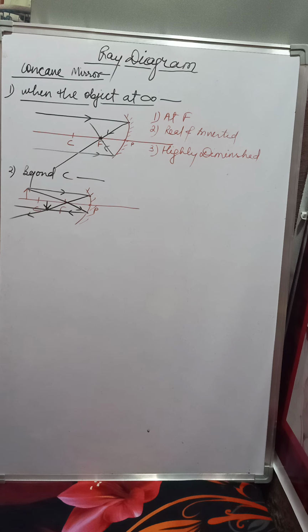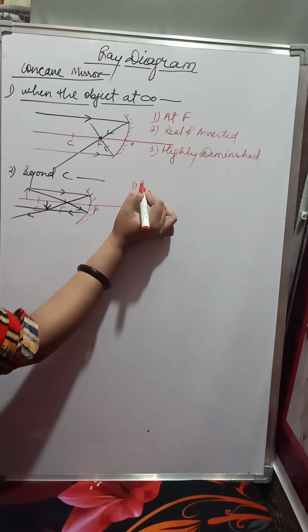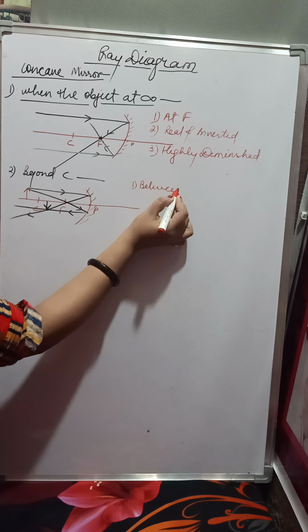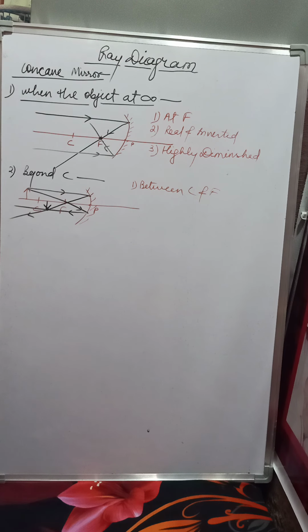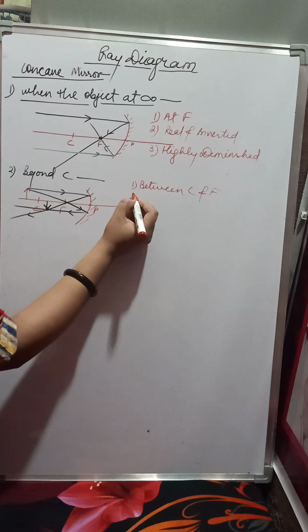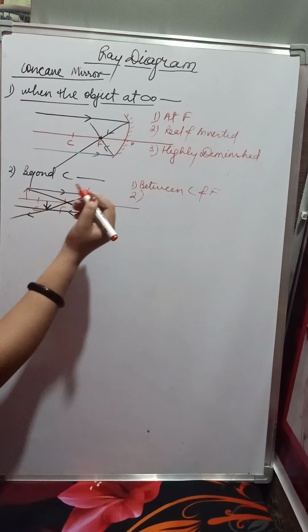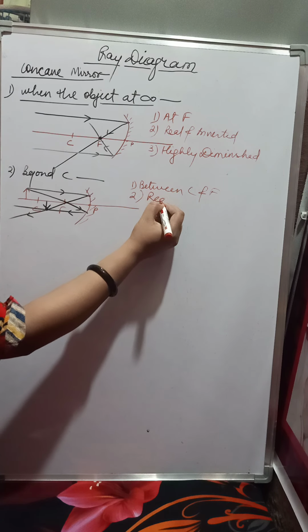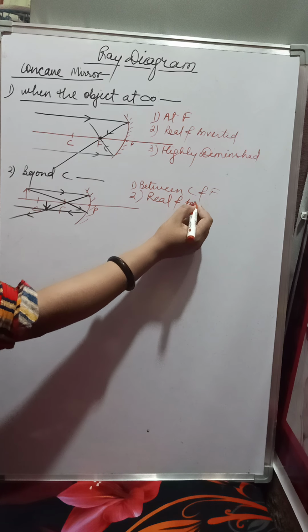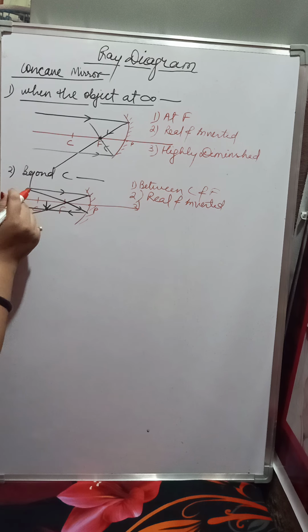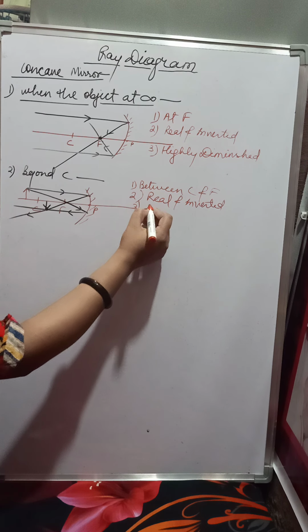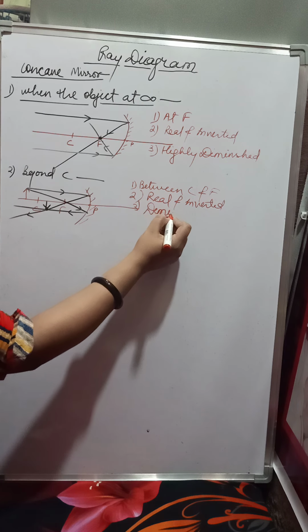So where is the image formed? Between C and F. When the object is beyond C, the image is formed between C and F. Which type of image? By the actual intersection, so real and inverted. And its size is smaller than the size of the object, so it is diminished.